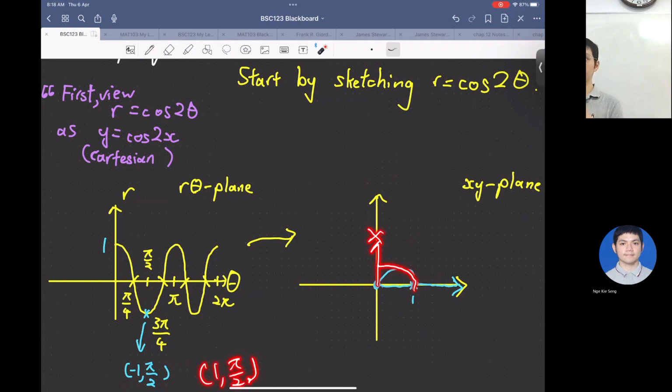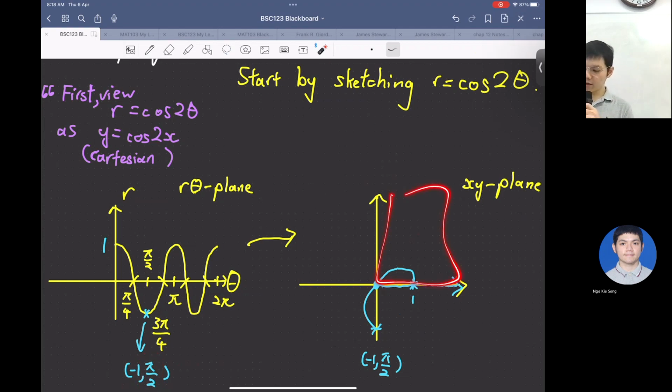So pi over 2 is here. Positive, so it's here. Negative goes below, so you keep going down and then you stop at minus 1 at pi over 2. Let me point this out. This angle here is less than pi over 2, so it should be in the first quadrant. But you take the negative, so it jumps to the opposite quadrant. So you go all the way to the third quadrant.